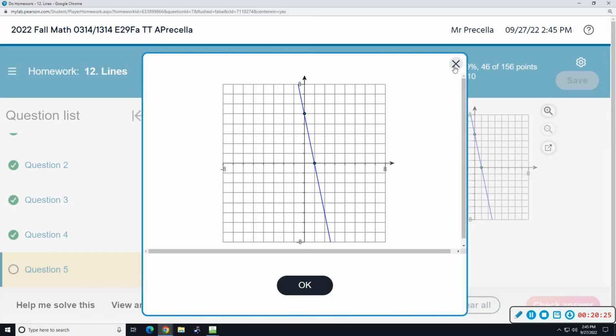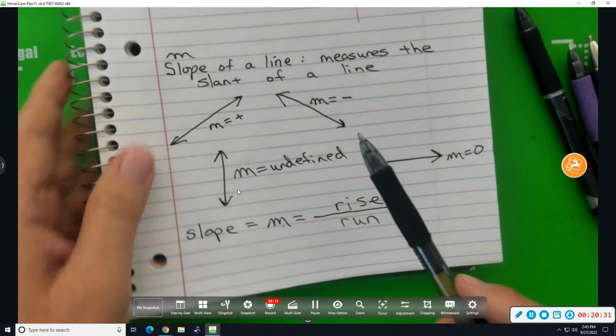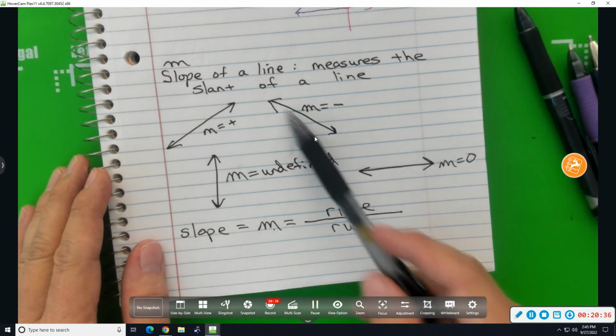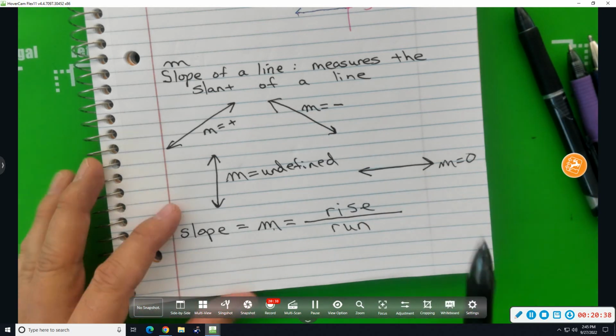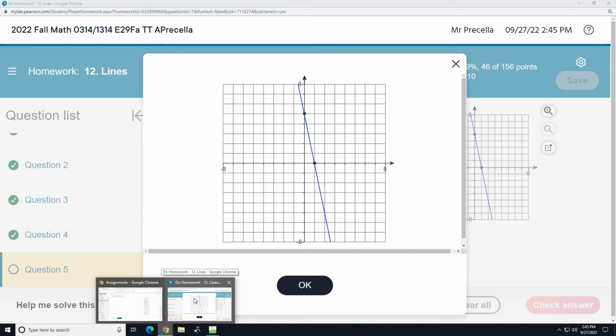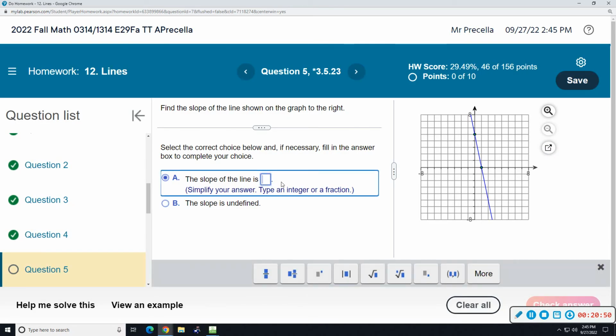Type that in. Oh, and notice something. Switch over here. Something I said. Remember I said if the slope is a negative number, you expect the line to be falling from left to right. Look at that line that we just saw. It's falling. Isn't that falling from left to right? So, typing in -5. If it had been a vertical line, you would have chosen the option B, undefined.